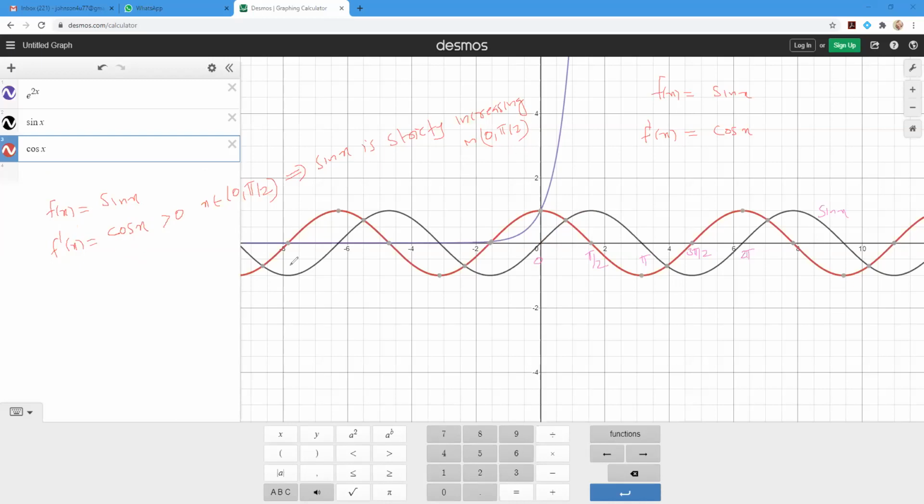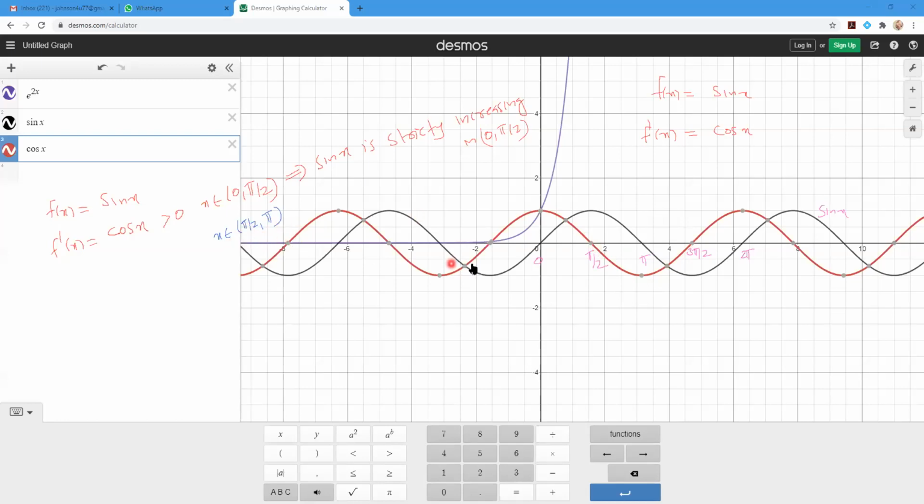Now pi by 2 to pi, when x belongs to pi by 2 to pi. Here at pi by 2 the value of cos is 0, then going on to pi the value of cos is -1. So you can see that from pi by 2 to pi, not only up to pi, actually up to 3 pi by 2, cos is negative. So here we need to prove only pi by 2 to pi.